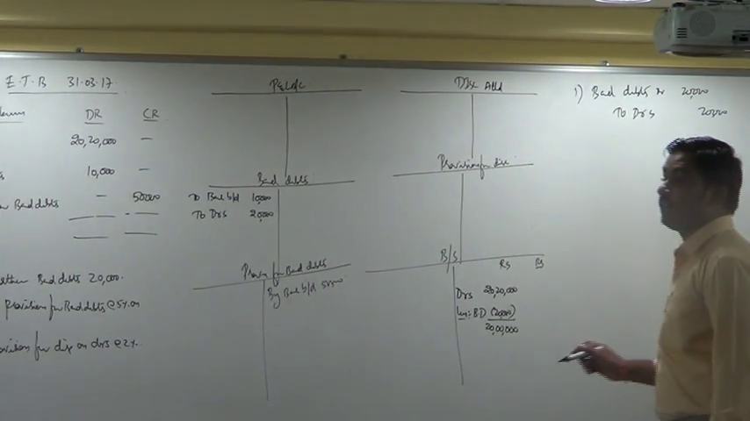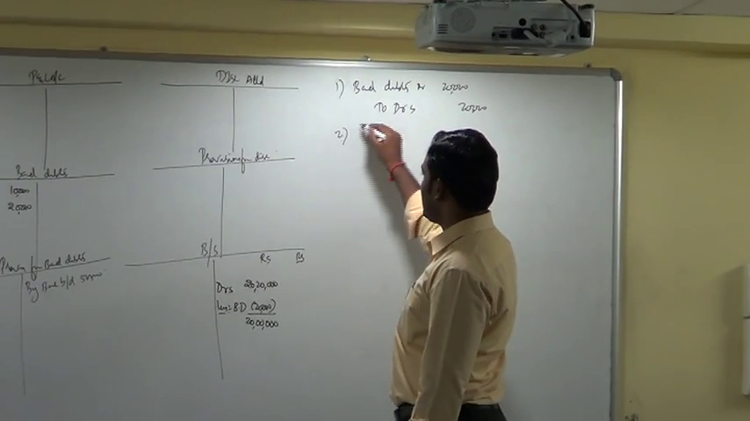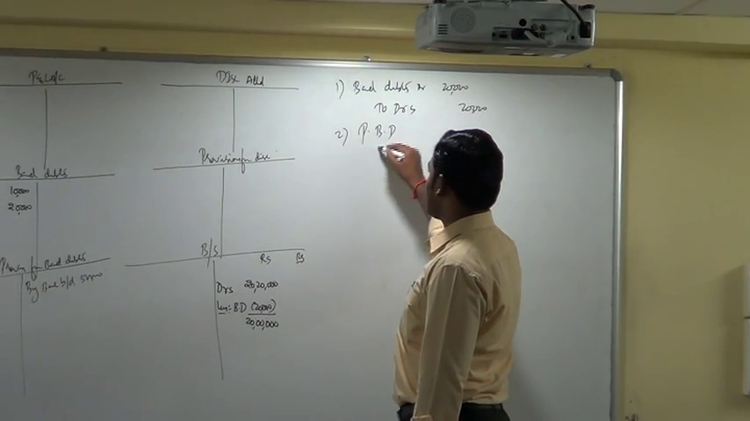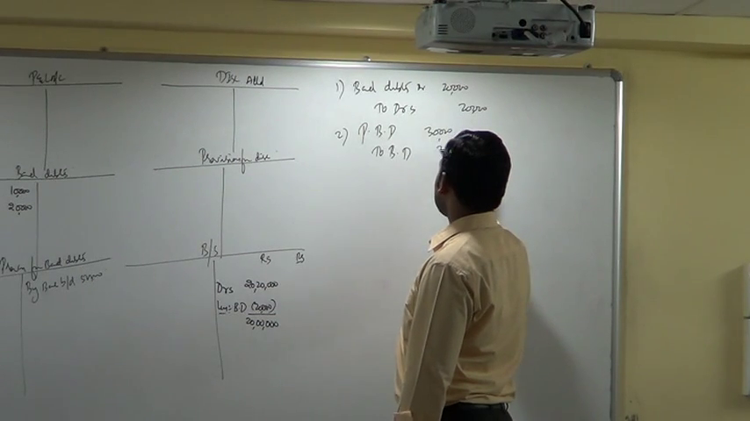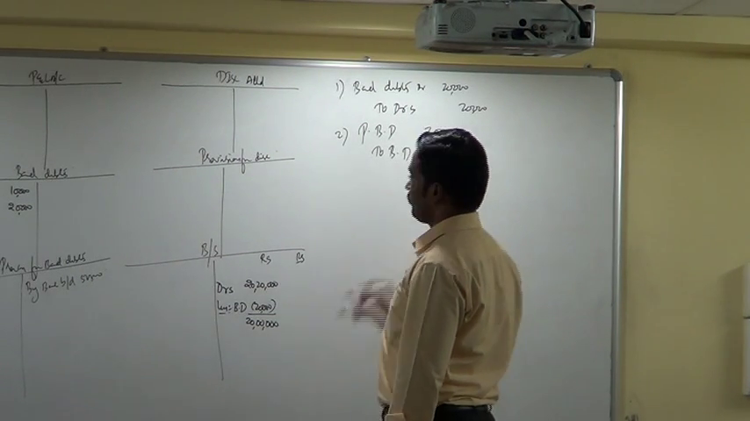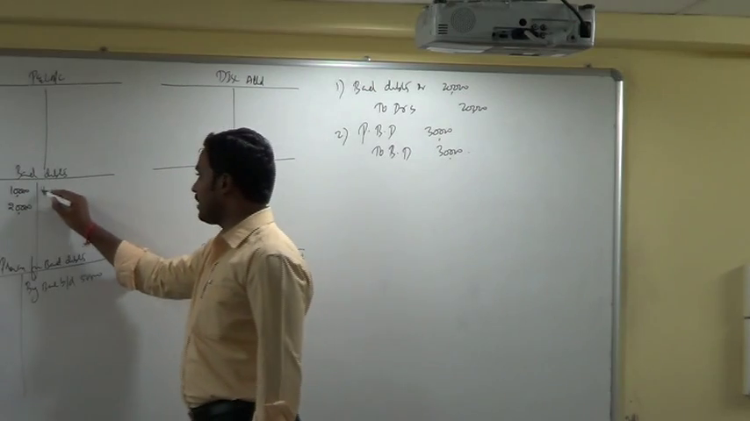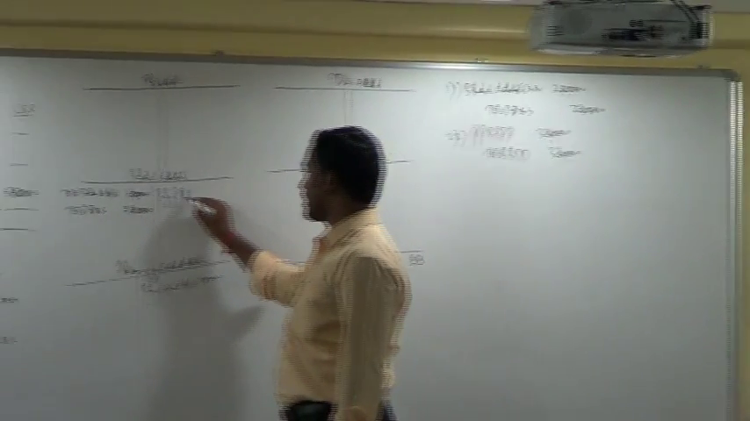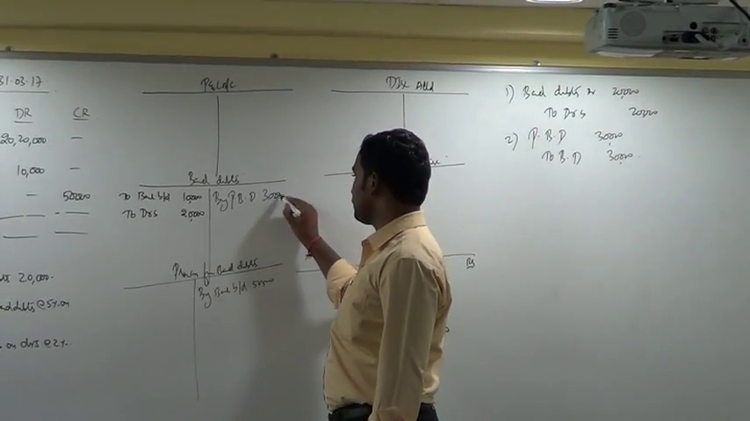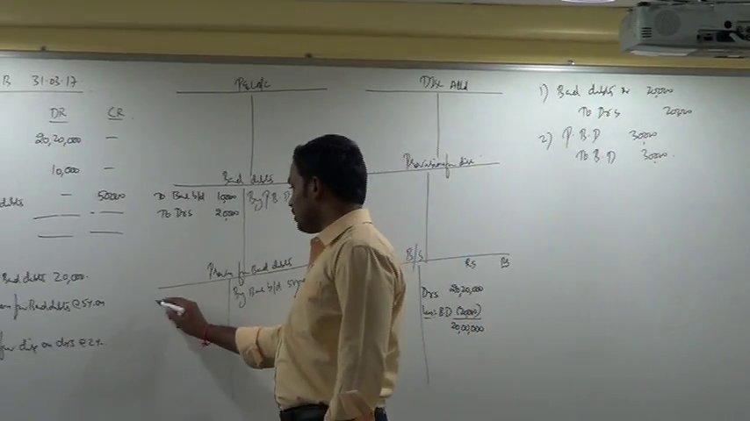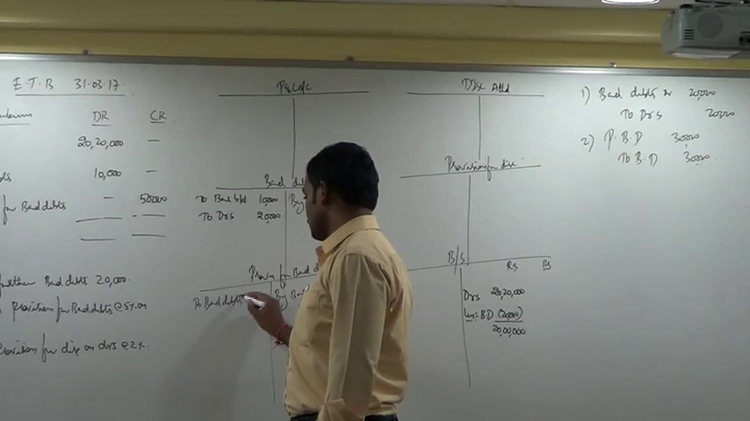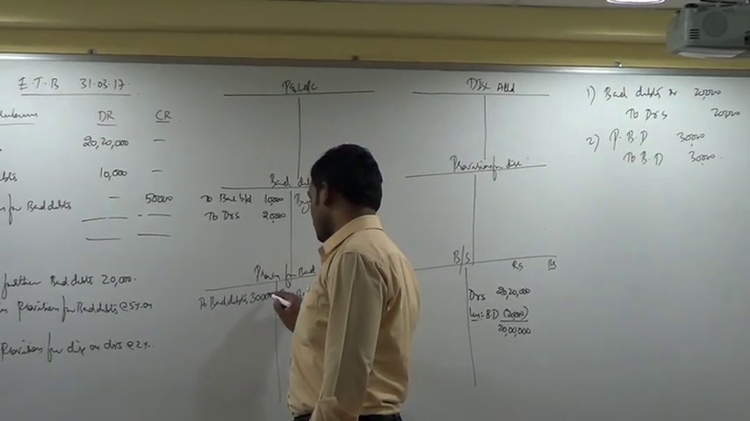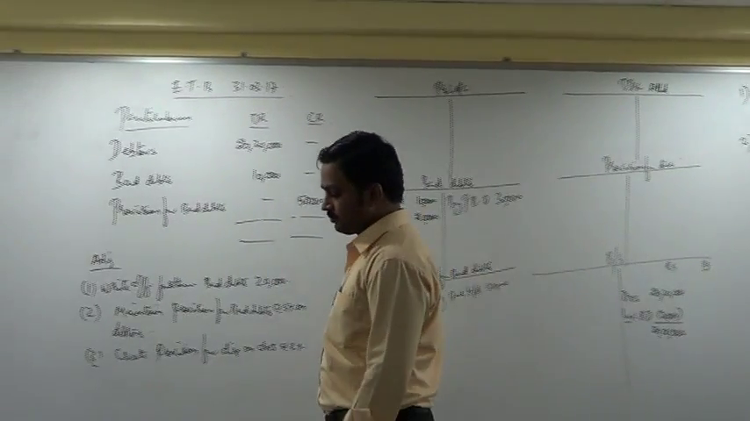What is the entry you write to transfer the loss to the provision account? Provision for bad debts account debit, to bad debts. Pass the entry: provision for bad debts account debit to bad debts, 30,000. Here you will write by provision for bad debts 30,000. Here you will write to bad debts 30,000.